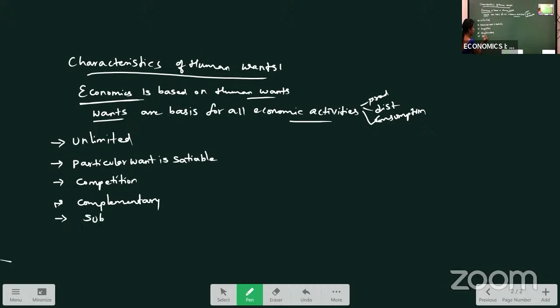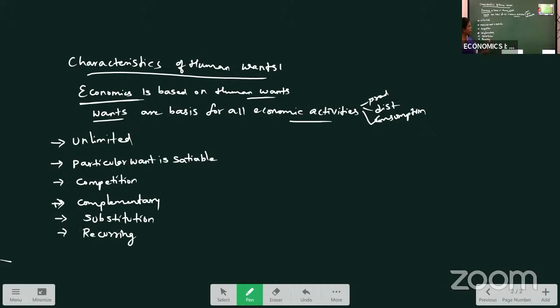And wants can be substituted here. Human wants have substitution. Substitution means in place of another. For example, if you're feeling hungry, you can have food. That means you can have fruits or you can have rice or something like that. We can substitute that one. Now you want to watch a movie. You can go to the theater and watch it, or you can watch it at home. You can substitute, right? Replace.